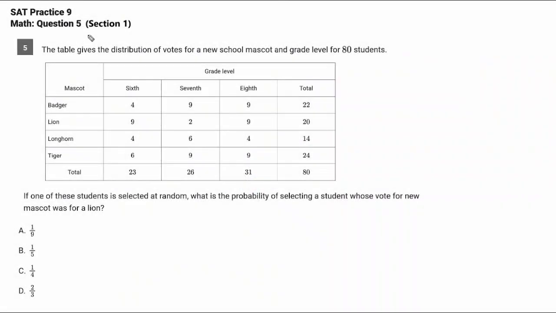We're on SAT Practice Test 9, Math Section 1, Question 5. What's the level of difficulty here? Easy. You're not allowed to miss easy questions. The table gives the distribution of votes for a new mascot and grade level for 80 students. If one of these students is selected at random, what's the probability of selecting a student whose vote for a new mascot was for a lion?